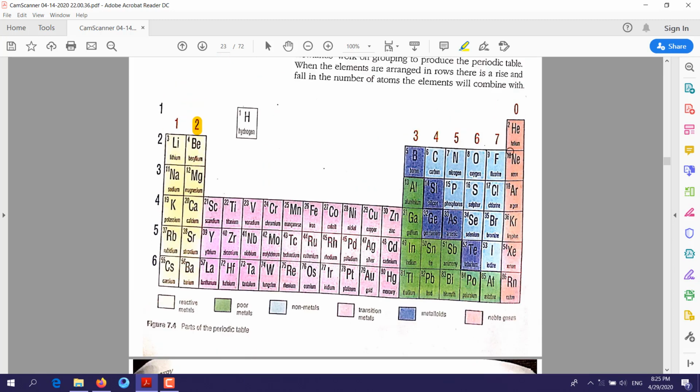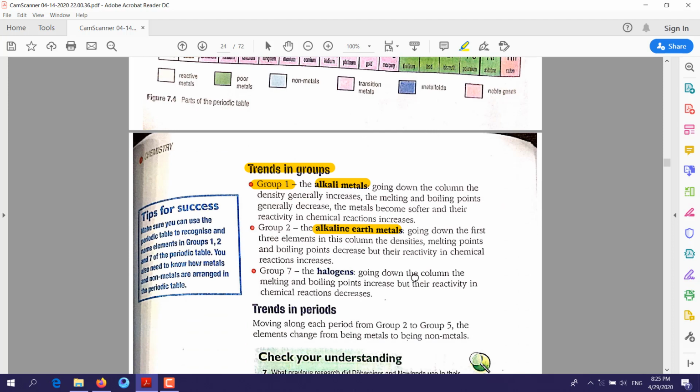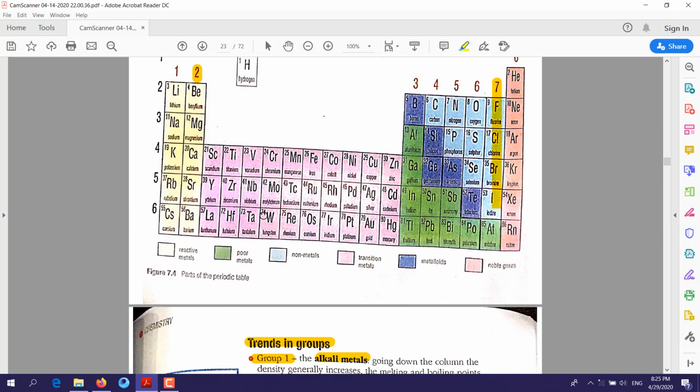Then group number seven. This group, we call it halogens. Going down the column, the melting and boiling point increase, but their reactivity decreases. If you compare this one with this one, it's opposite. In groups 1 and 2, as much as we go down, the reactivity will increase. But here, the reactivity will decrease. So this is what we mean by trends in groups.